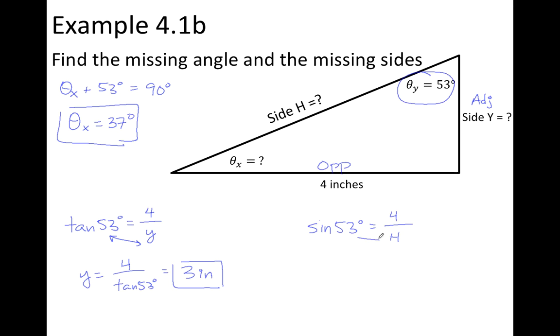Again, I can do the same kind of algebra. I'm solving for the denominator. Left-hand side is just a number, and so I can trade those two. And so the hypotenuse is going to be 4 divided by the sine of 53 degrees, and that's going to give you 5 inches. This is the famous 3, 4, 5 triangle.